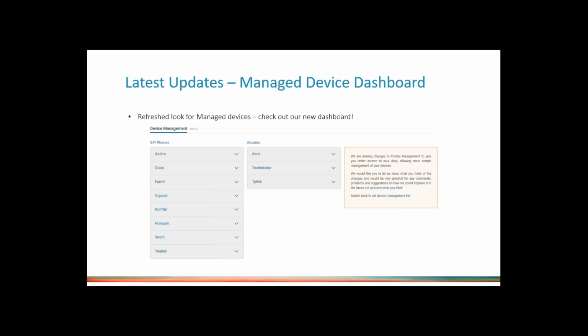Same again for routers. You can see how many routers you've purchased from us, and go to the configuration page. The good thing about ProSys is that when you're configuring either phones or routers, it doesn't change the configuration page. So it's one location for everything, to be able to configure and provision all your devices from one platform.